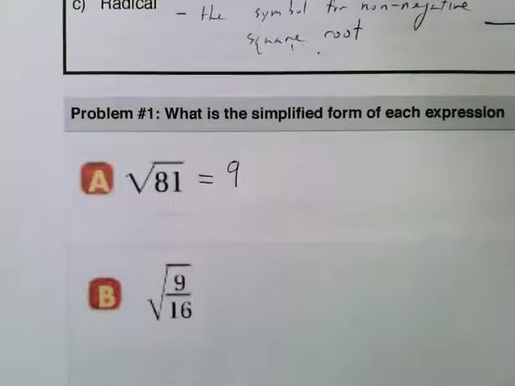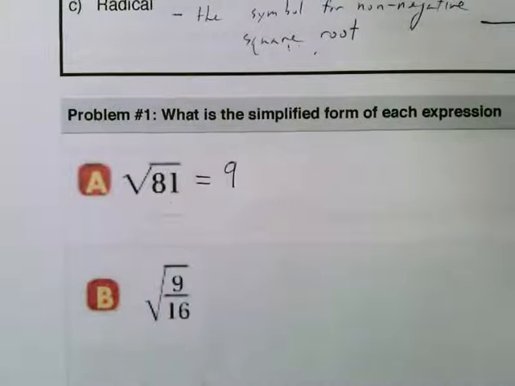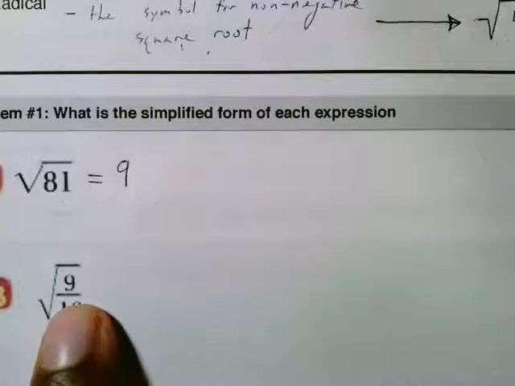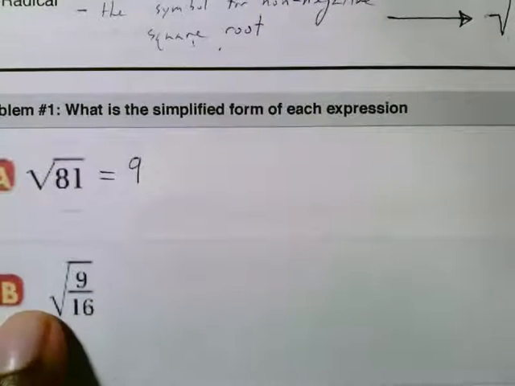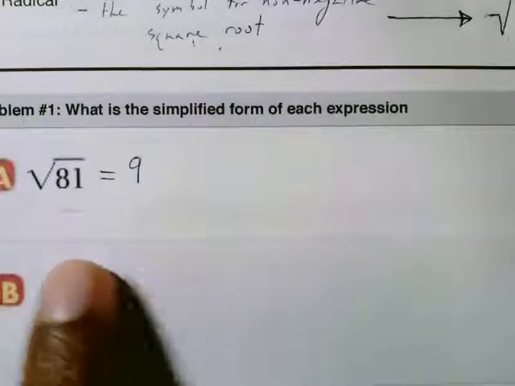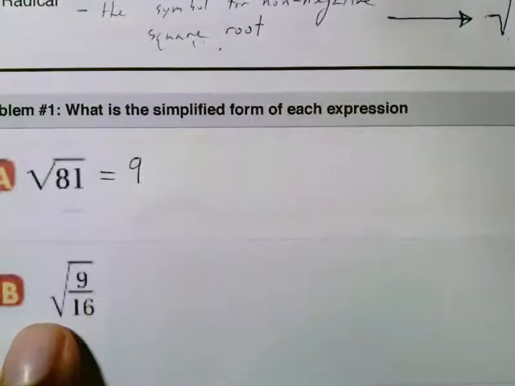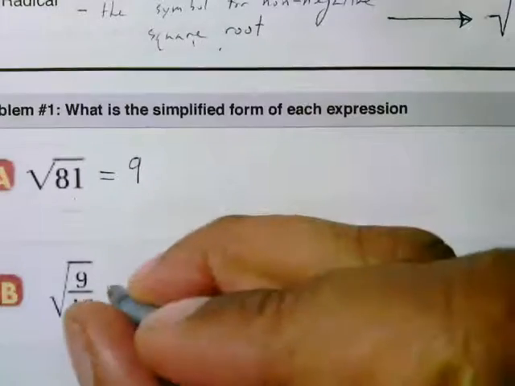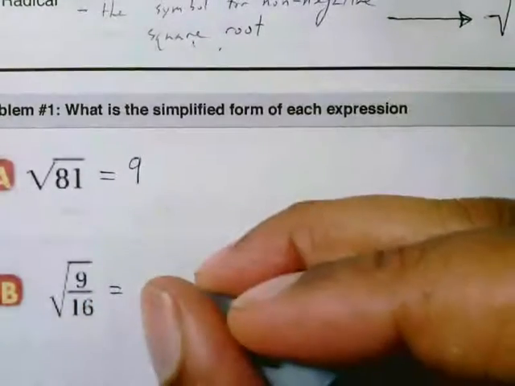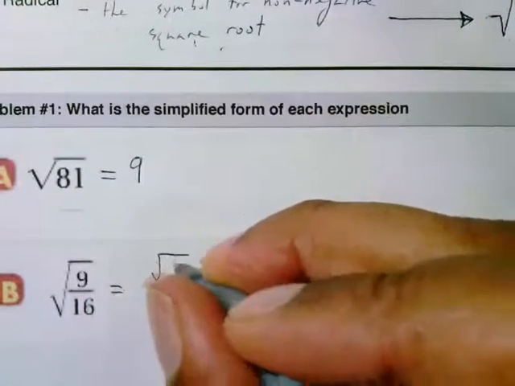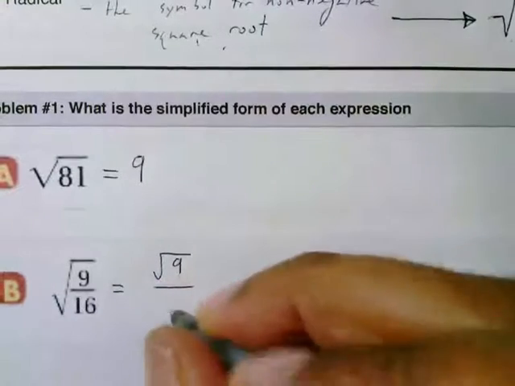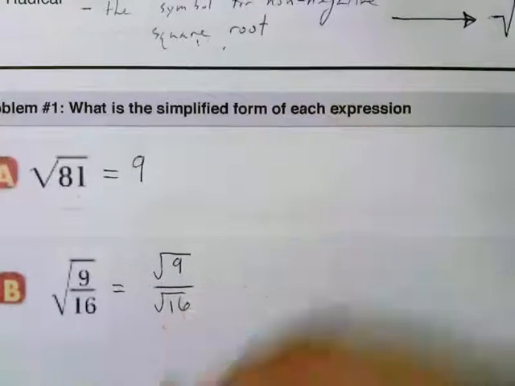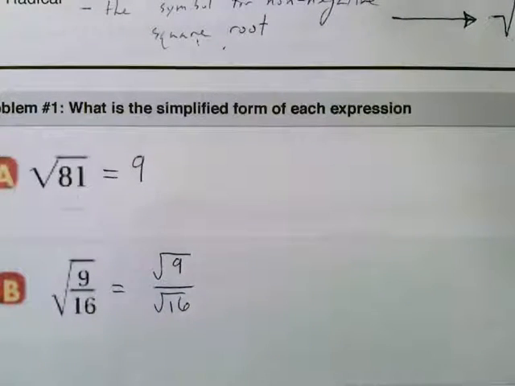Now this one's very complicated for some kids, so it can be confusing. Sometimes it helps to split it up. We have this whole fraction under the square root. Sometimes it's helpful to look at it as the square root of the numerator and the square root of the denominator separately. If you do that, it becomes a whole lot easier.